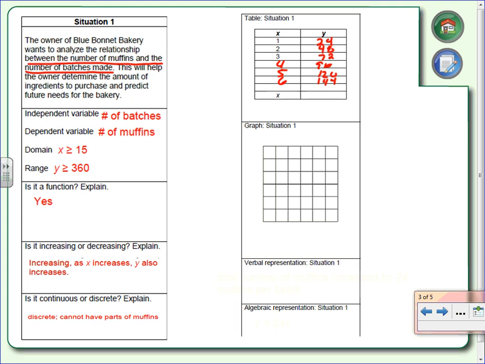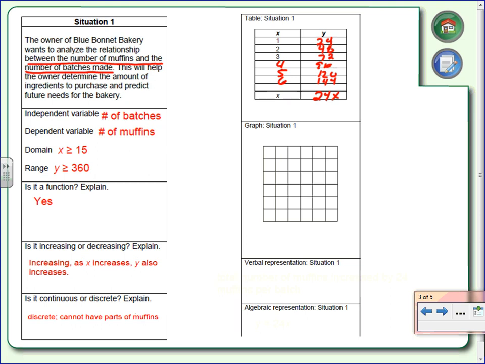Times 24. So all we're doing is multiplying the 1, the 2, the 3, the 4, the 5, and the 6 by 24. So I'm going to do the same thing down at the bottom. All I'm going to do is multiply the 24 times the X. What do you get when you multiply 24 times an X? You get 24X. So the last one you should have down there is 24X. All we're doing is taking the X value, whatever it is, and multiplying it by 24, because that's how many muffins are in a batch.